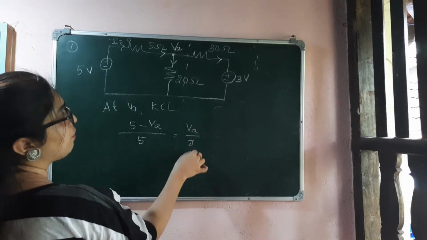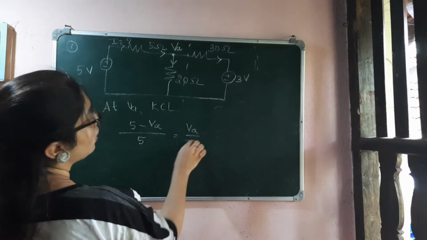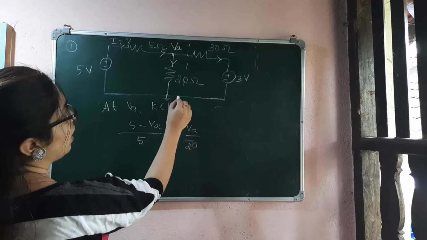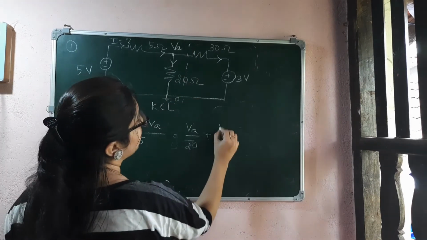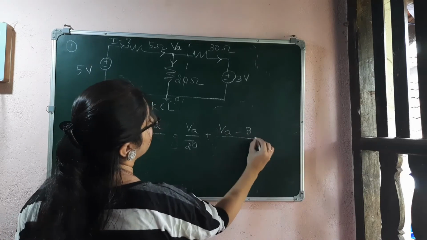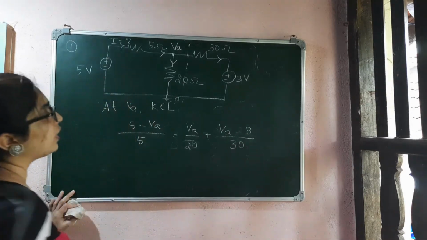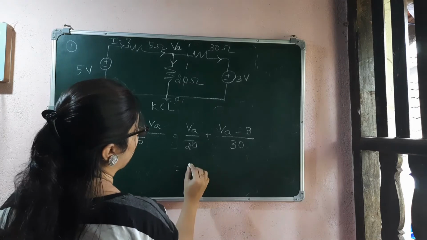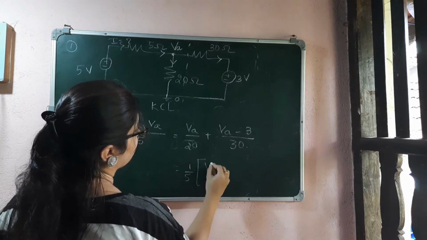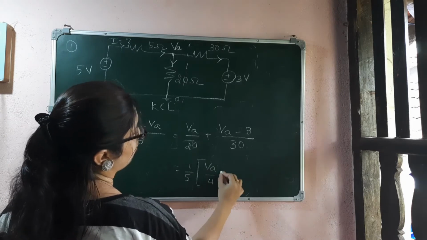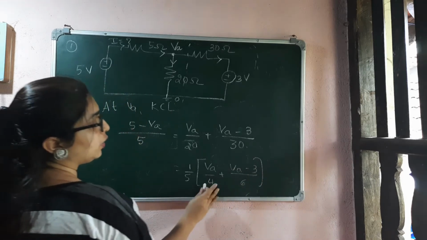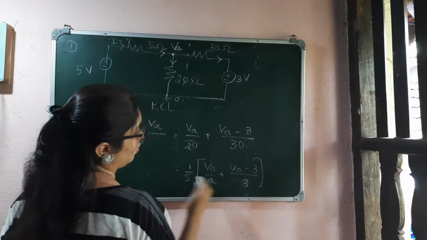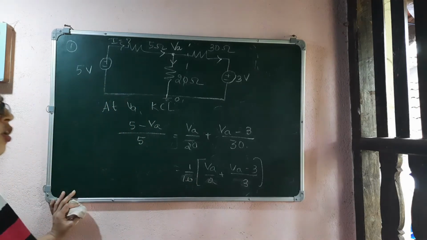So VA by 20. Why? Because here this will be ground, so 0 volts. VA minus 0 is equal to VA, plus VA minus 3 volts divided by 30. Okay. So now from this I will take 5 common. Again I can take 2 common. So I can take 10 common directly, right?